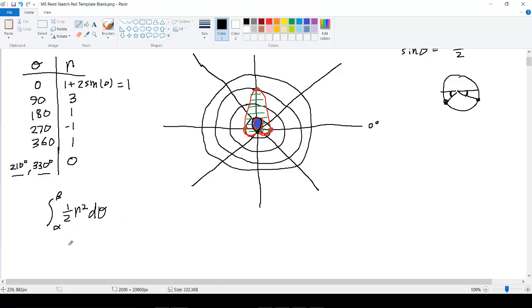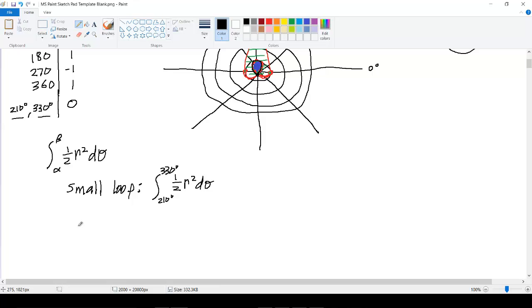So for the small loop, let me go ahead and mark it small loop. It's going to be the integral from 210 degrees to 330. You could just as easily use radians here, but in the end, it won't matter. So 1/2 r squared d theta. Whether big loop or small loop, our function r is going to be the same function in this case. So I'm not going to plug that in right now, but here are the limits for the small loop. And then the big loop.